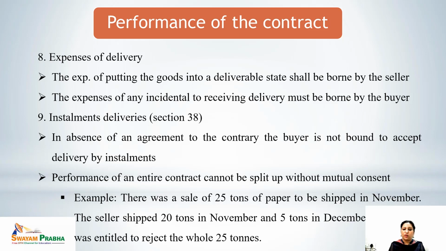Let's see the example. There was a sale of 25 tons of paper to be shipped in November. The seller shipped 20 tons in November and 5 tons in December. Means there is a delivery in installments. The buyer was entitled to reject the whole 25 tons because it is done without the mutual consent, without the consent of the buyer, and this whole contract can be terminated by the buyer.